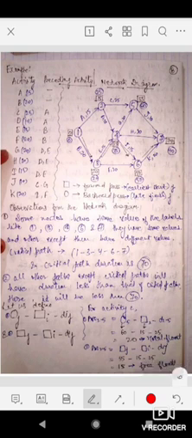For example, see, activity A and B do not require any activity. None of the activities are preceding them. So activity A and activity B will start from 0 time, because none of the activities precede them.